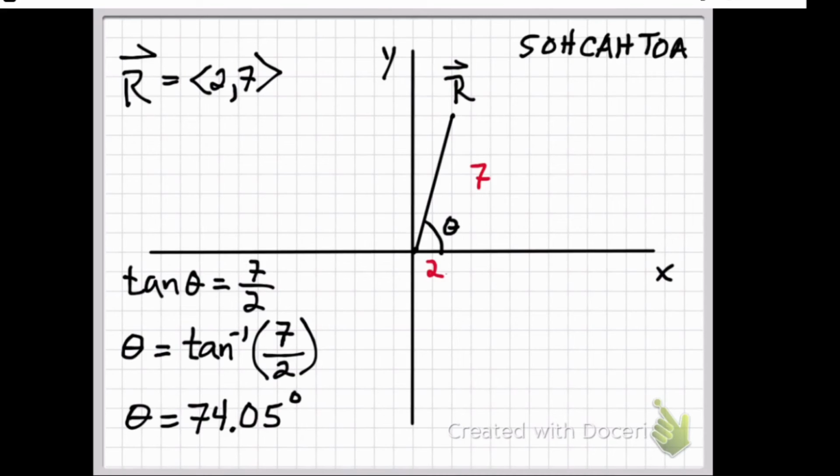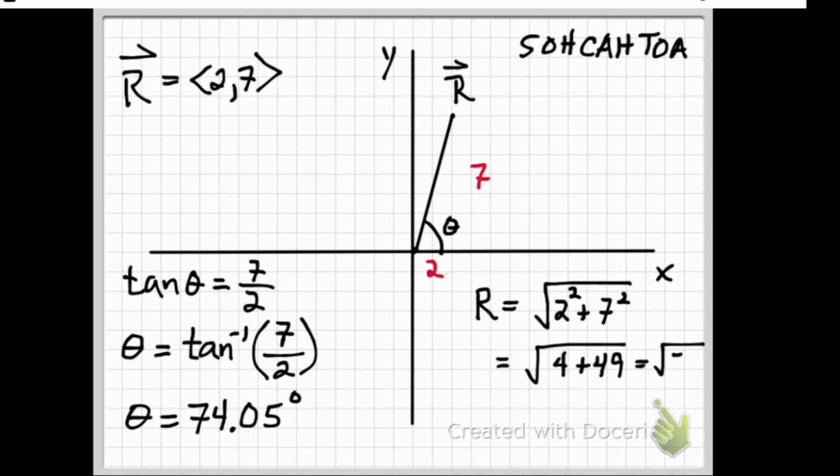Now the next thing we're going to do is find the magnitude of the vector r, and we do that by using the Pythagorean Theorem, which means we're going to take the square root of 2 squared plus 7 squared. This is the same thing as the square root of 4 plus 49, and that's the same thing as the square root of 53. And that we'll calculate on the calculator. So we're going to do the square root of 53.